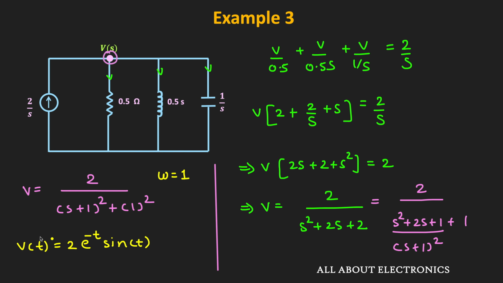So we can say that this V of t is equal to 2 times e to the power minus t times sine of t. So in this way we got the expression of this voltage V of t.